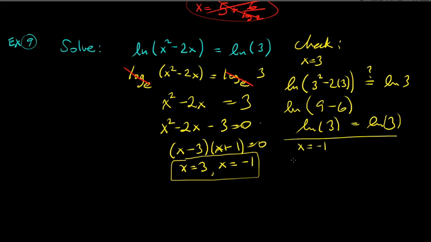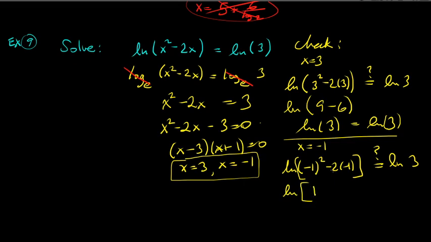Right, so let's check that. If I take the natural log of negative 1 squared, and then minus 2 times negative 1, is that equal to the natural log of 3? Well, remember, negative 1 times negative 1 is 1, and negative 2 times negative 1 is positive 2. So, of course, you still get log 3 on the left and log 3 on the right.